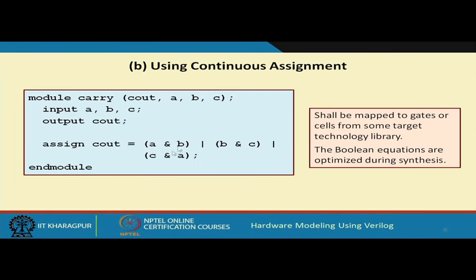So, the synthesis tool again will take the functional specification as the input and will try to generate some gates or cells from the target technology library after some kind of minimization or optimization. Okay. This is what will be done if we use the assignment statement.